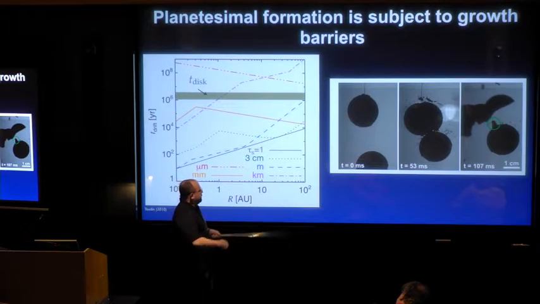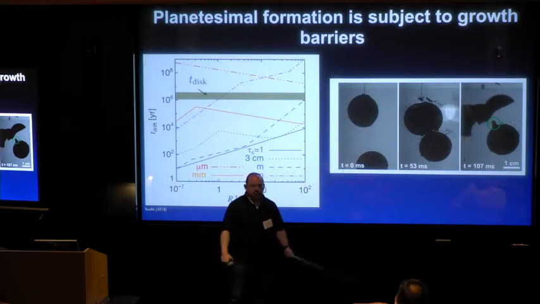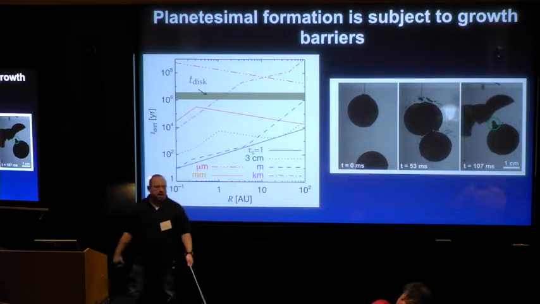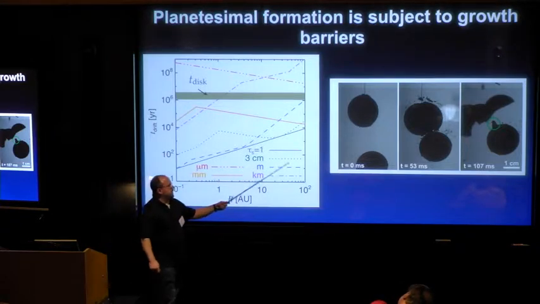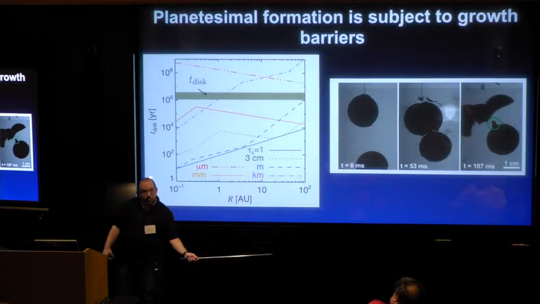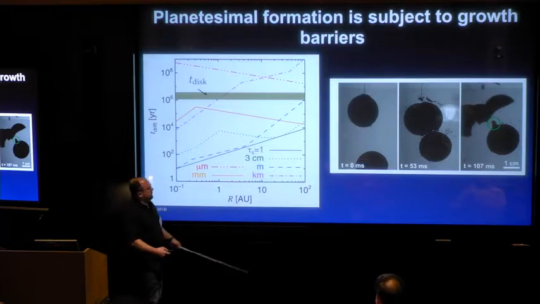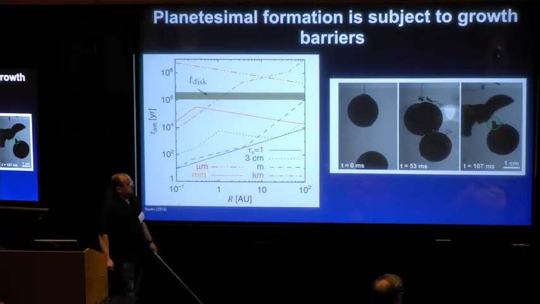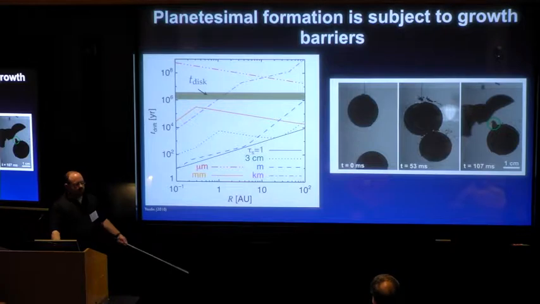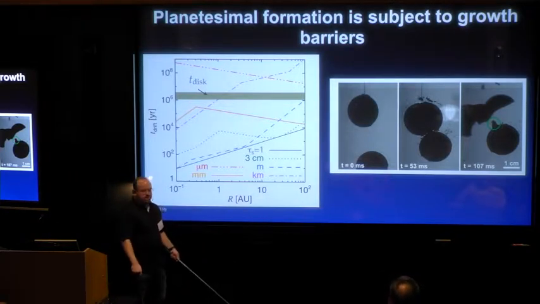But even if you could get around that somehow, you might have trouble growing these millimeter, centimeter size objects to bigger than that. This is shown through lab experiments by a German group, Blum and collaborators, I think is the correct reference. I'm sorry I didn't put that there. So how does one get around these? That's a big question that we try to answer in understanding planetesimal formation.